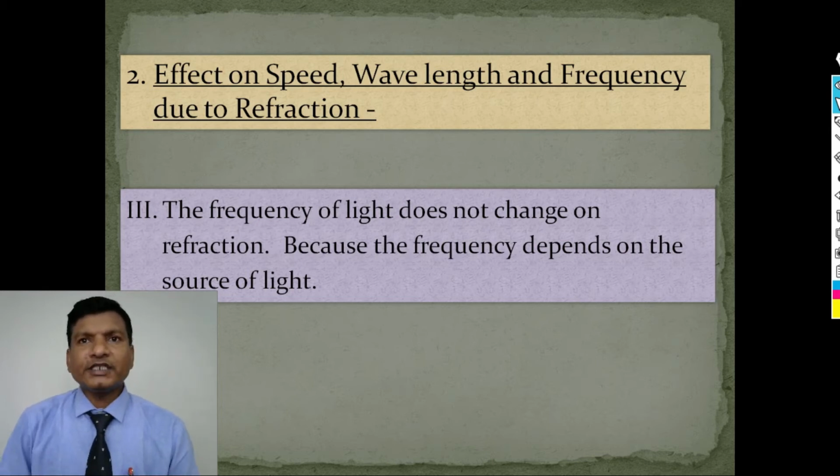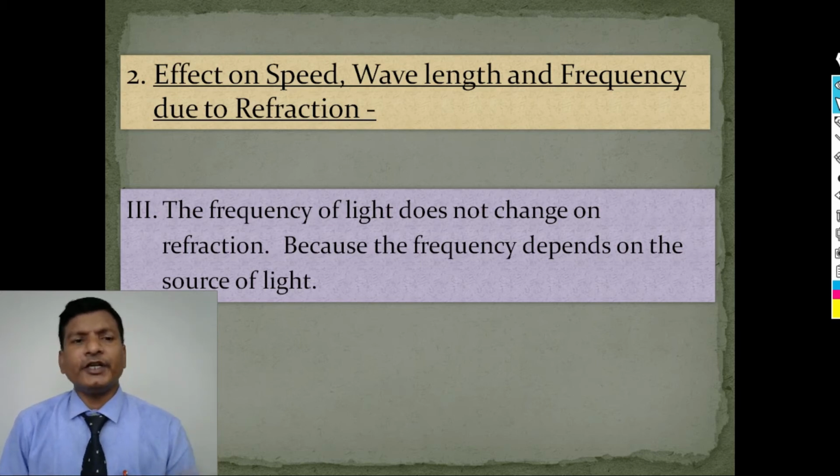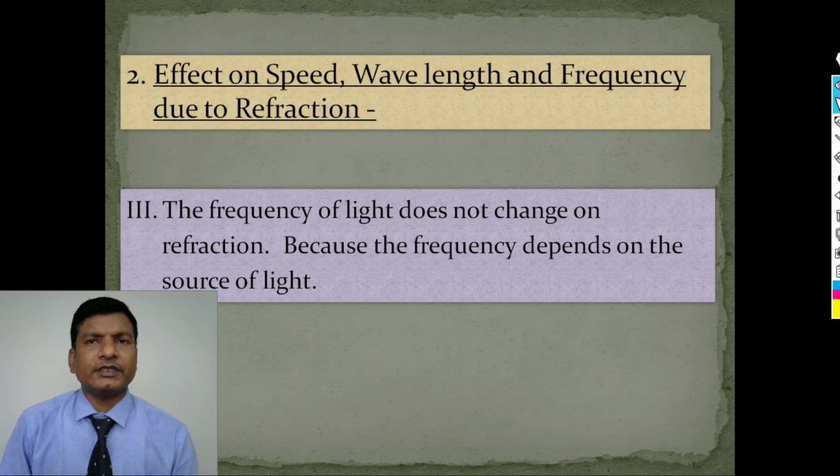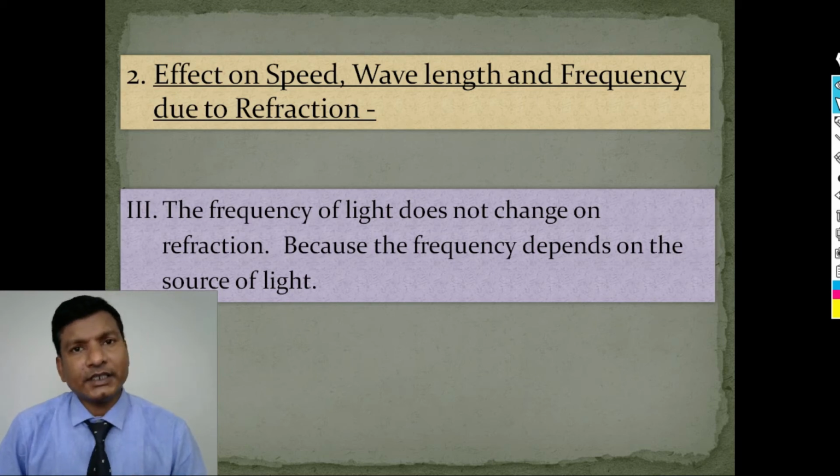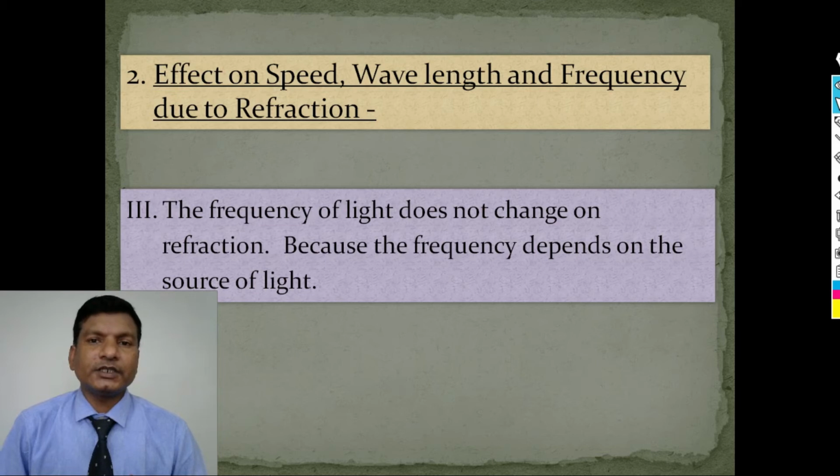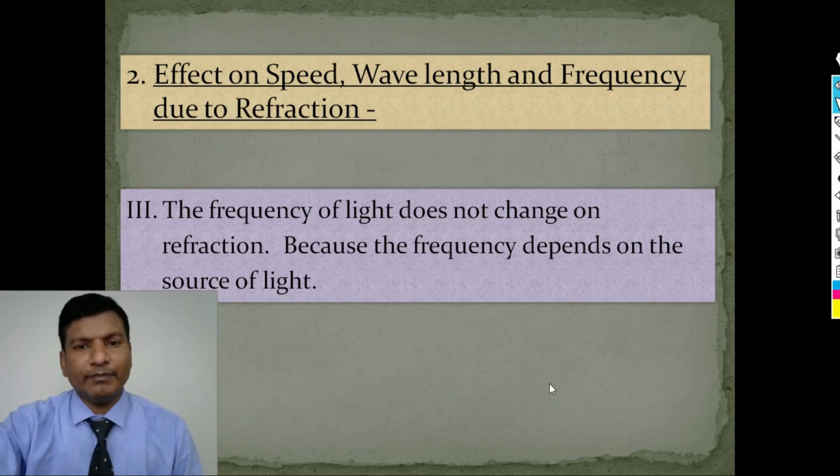Now, if you change the source of light, say initially the light was emitting from one point source, and now we are changing the source. So when the source of the light is changed, then the frequency will change, or else the frequency will not change. It remains the same.